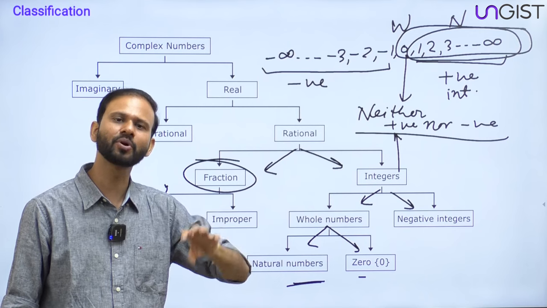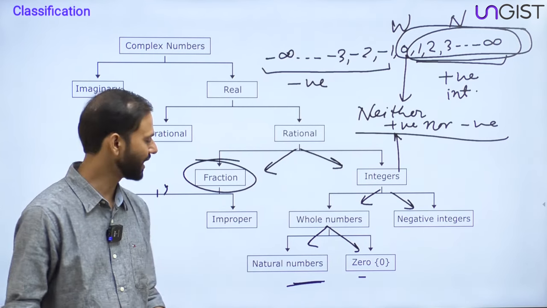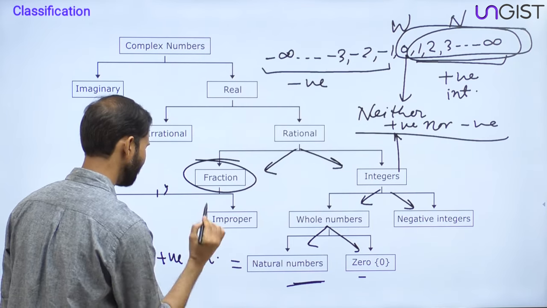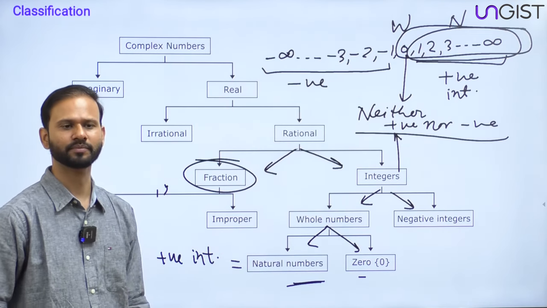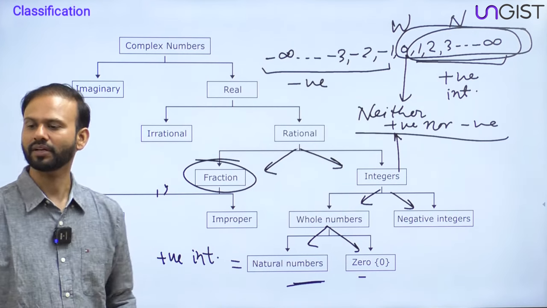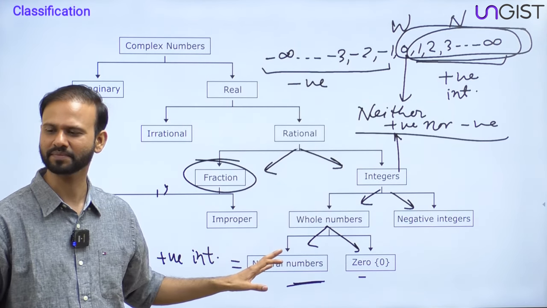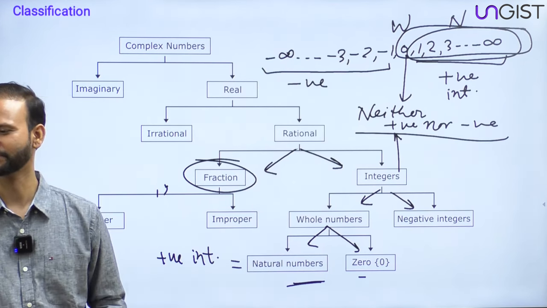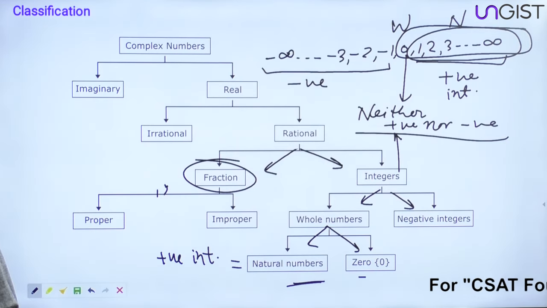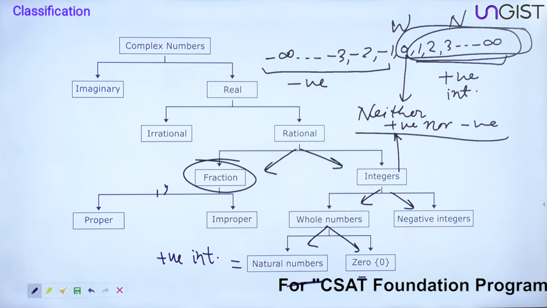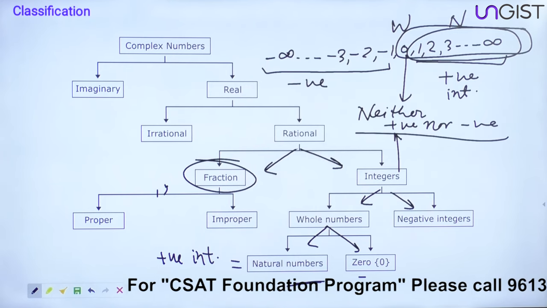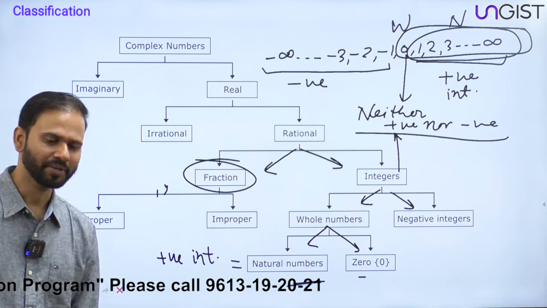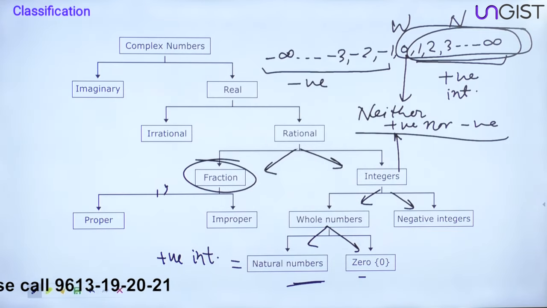Natural numbers are positive integers, correct everybody? You can write natural numbers is equivalent to positive integers. And natural number with zero becomes whole number. Okay, fine. Please write it down and after that, we'll move to the questions.